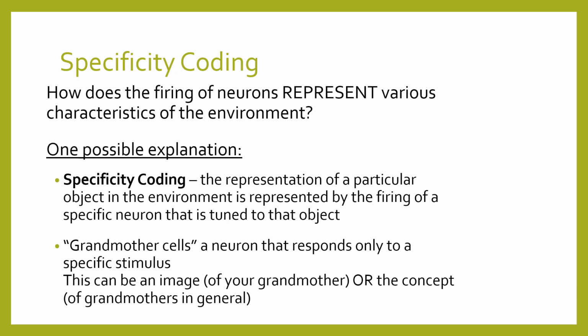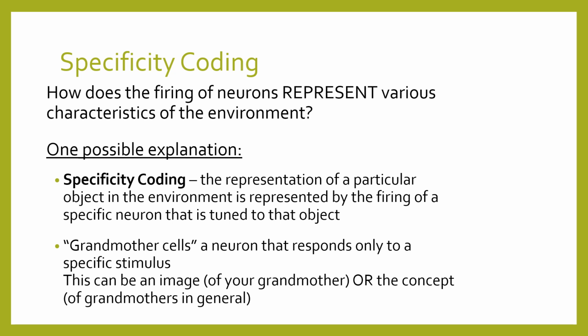But this is a line of research for every sensory modality. There are many questions of how we are representing this sensory information with neural firing. One possible explanation is specificity coding, where we would say the representation of a particular object in the environment, in the case of vision, is going to be represented by the firing of a specific neuron that is tuned to respond to that object. And this is where we get this idea of grandmother cells.